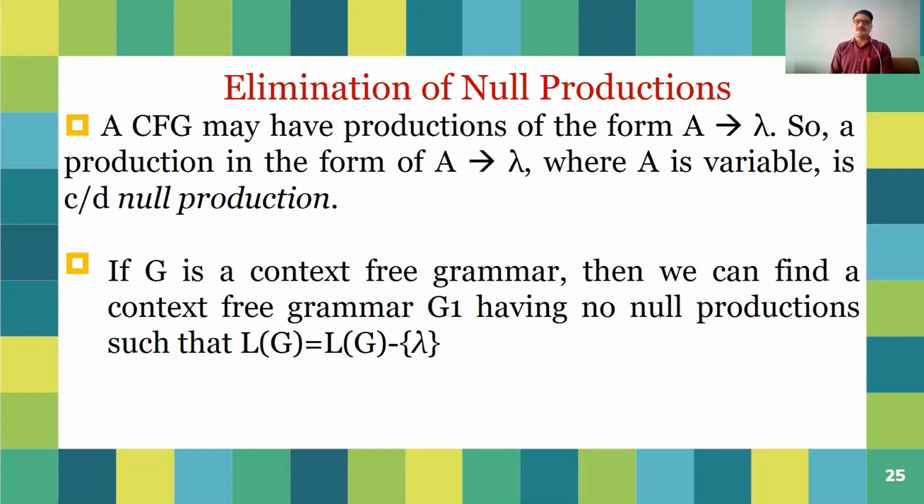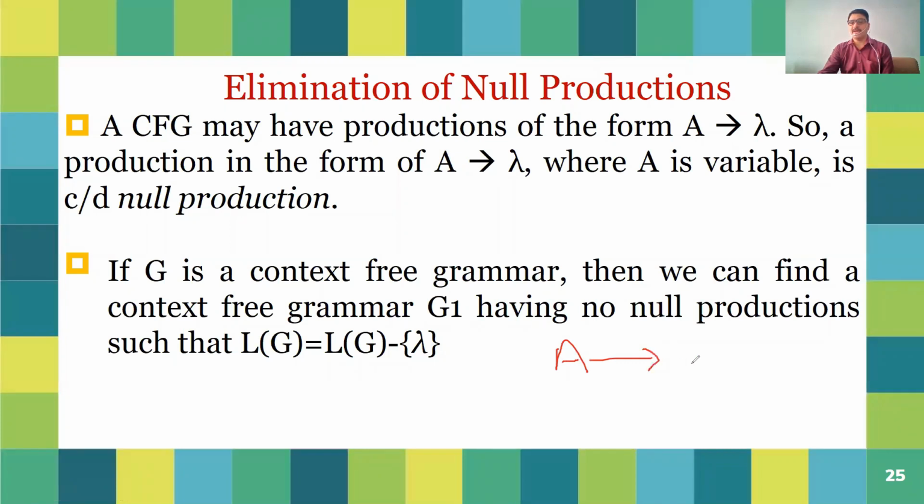Now a context free grammar may have productions of the form A to null. A production in the form of A to null is called a null production, where A is a variable. If a grammar G is a context free grammar, then we can find an equivalent grammar G1 without the null production. So we can write L(G1) equals L(G) minus null. So simple, we just have to remove this type of production from the grammar.